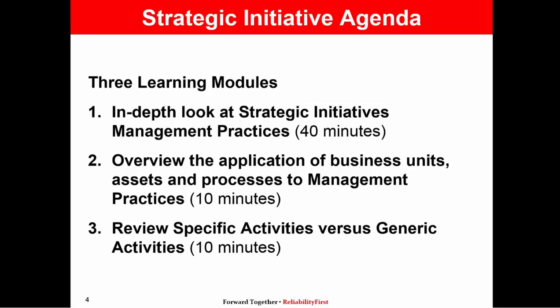As mentioned, the strategic initiative model consists of three learning objectives. Our first objective is an in-depth look at strategic initiative management practices. That's the learning objective that we have for today. We also have learning objective 2, which is shorter, and that looks over the business unit assets and processes relative to the management practices. And our third learning objective is to review specific activities versus the generic activities.